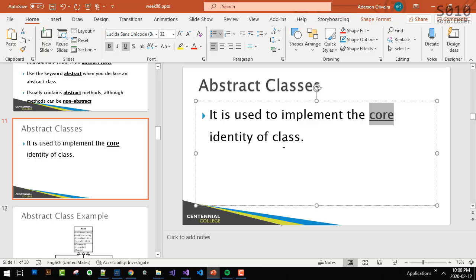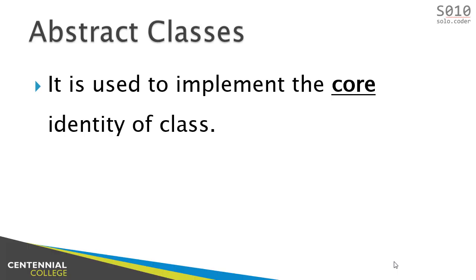See, that's the true conceptual difference between abstract classes and interfaces. With an abstract class, we're talking about a core class. A cat is an animal. There's a clear parent and child relationship because I can say cat is an animal, dog is an animal.